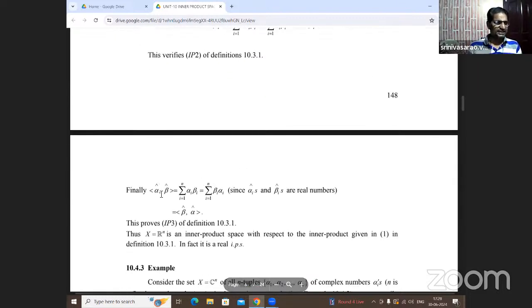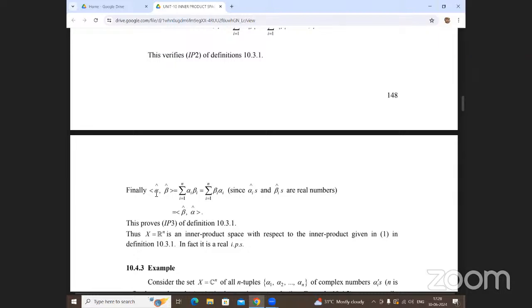The third condition of an inner product space is what? Students, please respond. What is the third condition? Anybody here? Hello? What is the third condition? Conjugate symmetry. Okay.